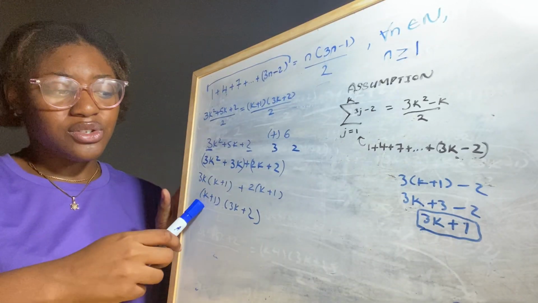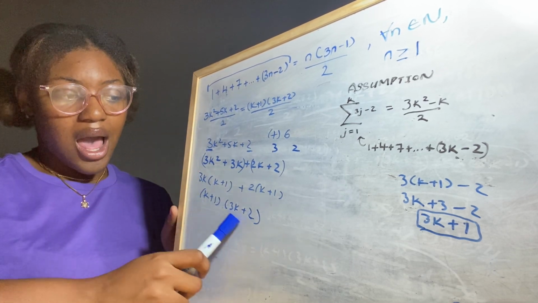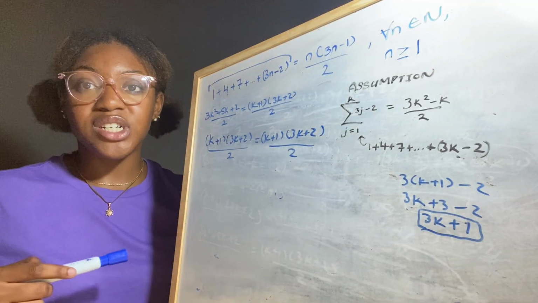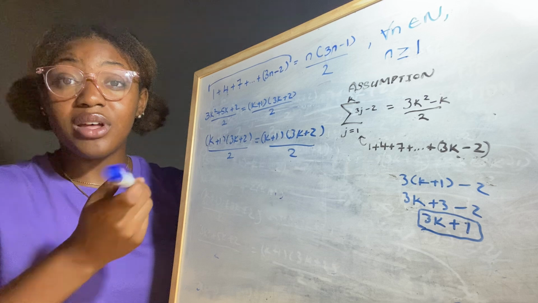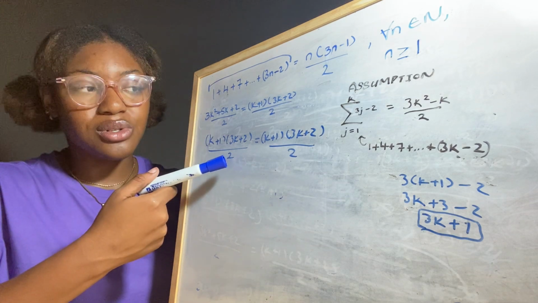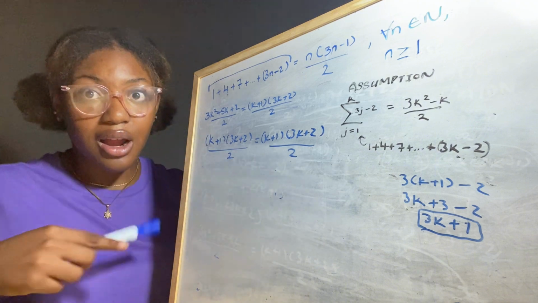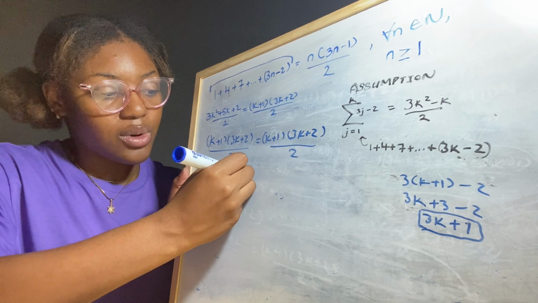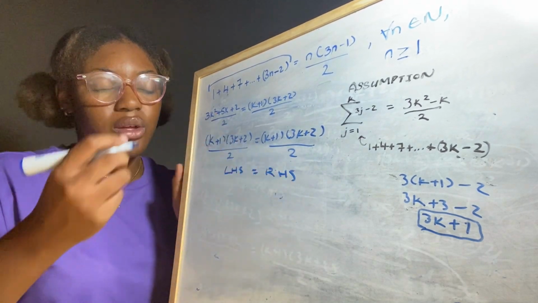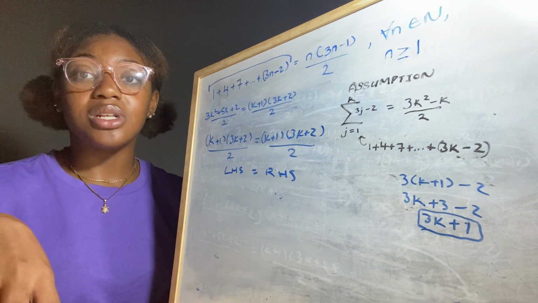So I'm going to replace the numerator, the quadratic expression that I have right here, with the factorized version. So I replaced it with the factorized version. If you notice, we'll have (k + 1)(3k + 2) all over 2, and that's the same thing we have on the right hand side. Therefore, the left hand side is equal to the right hand side. And since the left hand side is equal to the right hand side, we can see that the statement is true when n is equal to k + 1.